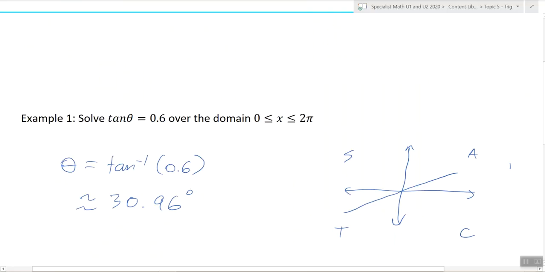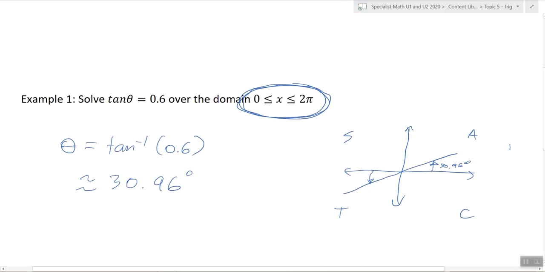So we figured out what theta is in the first quadrant. It's approximately 30.96 in degrees. We can then write that in the third quadrant. And why is it also in the third quadrant? Because we're going for that domain, okay?